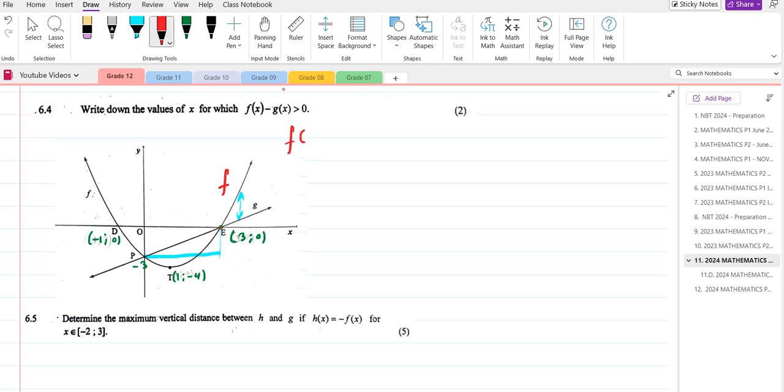Where is f of x greater than g of x? There, after 3. So x is greater than 3, or less than 0. Okay, that's it. Where's the f graph above the g graph? So you can look at it like this as well.